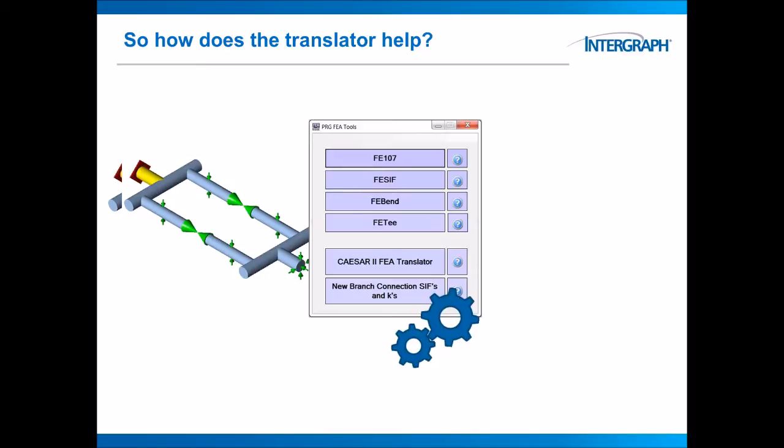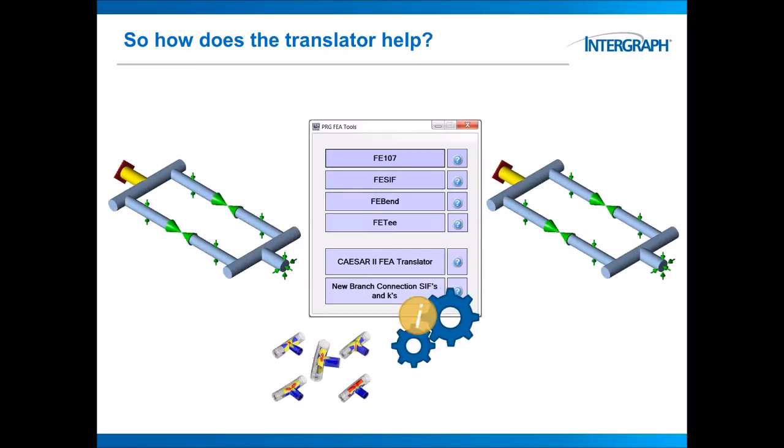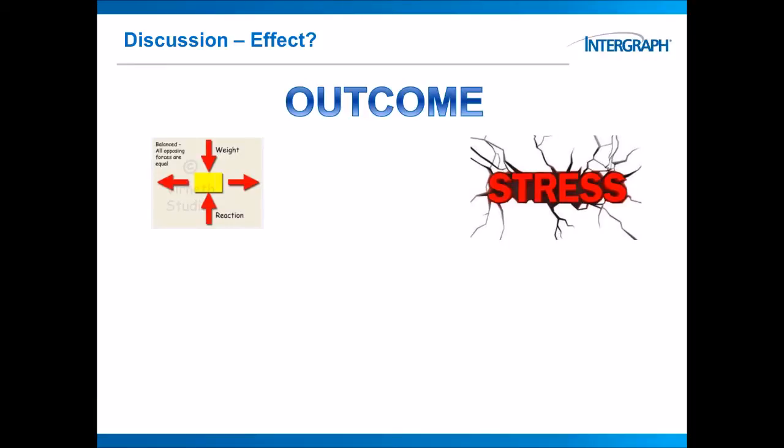You take your CAESAR II model, build it in the normal way as you would right now, pass it through the FEA translator, which will locate all the intersections in your model, calculate the intensification factors and the flexibilities, and put them back into your model automatically, so you have a second copy of your model with the more applicable data. And what's the effect of that?